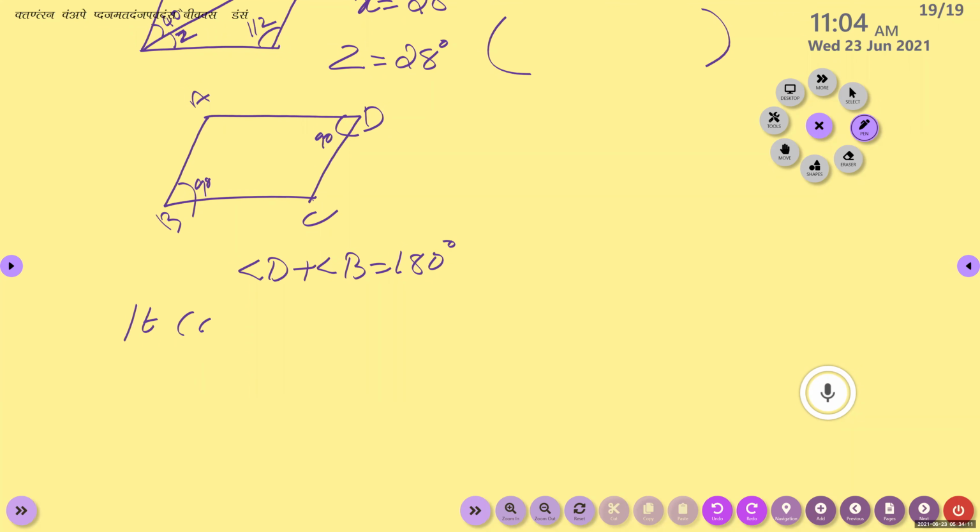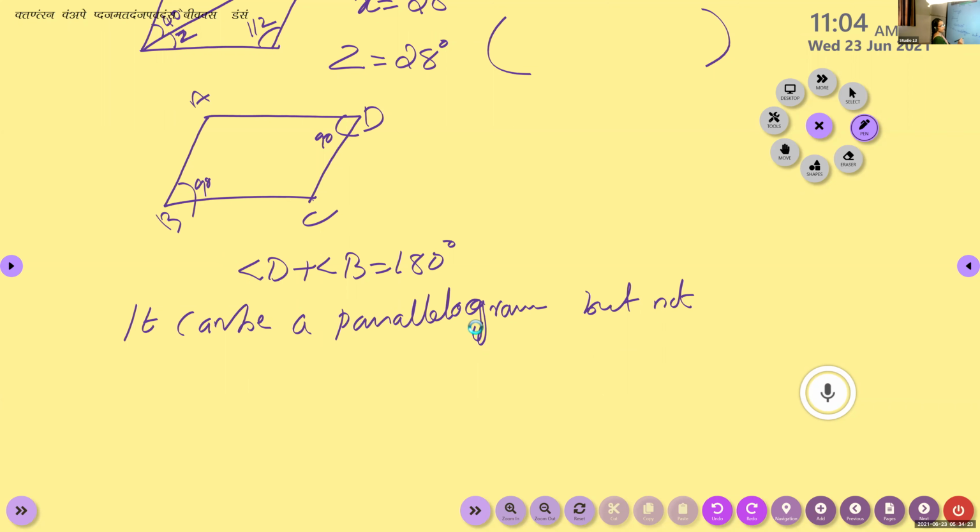It can be a parallelogram, but not always. Now, next question.